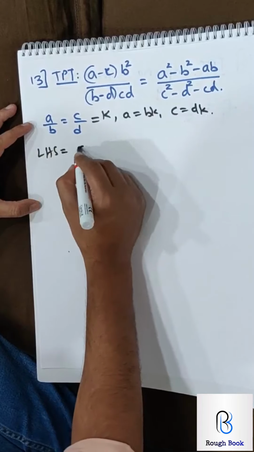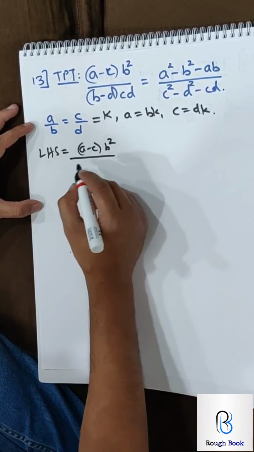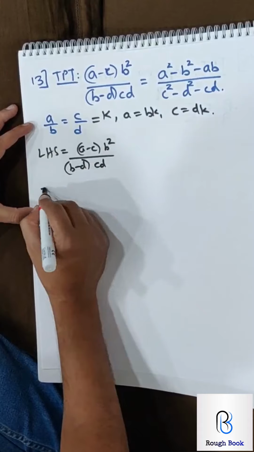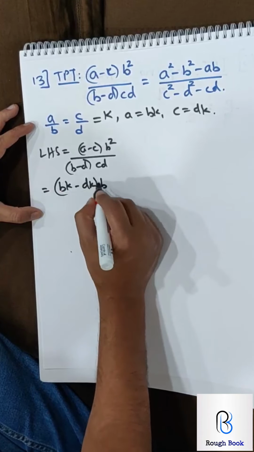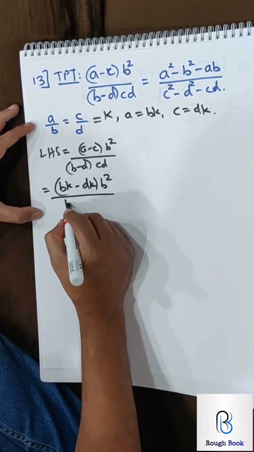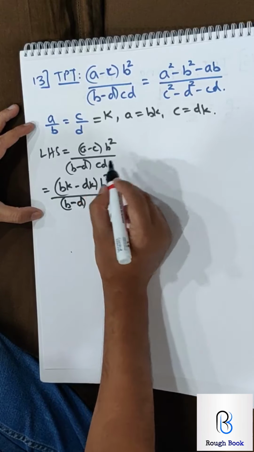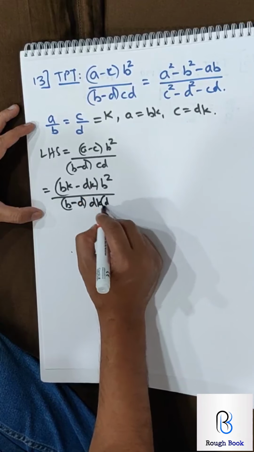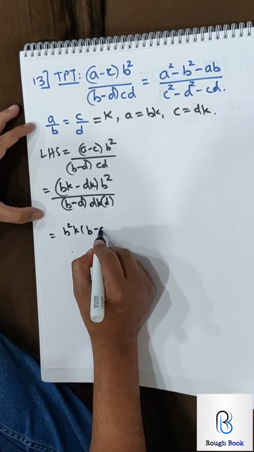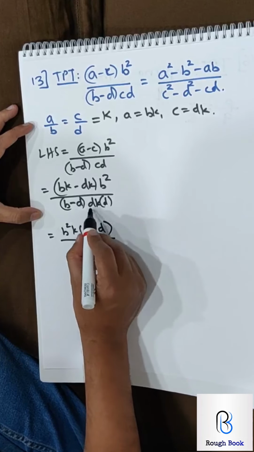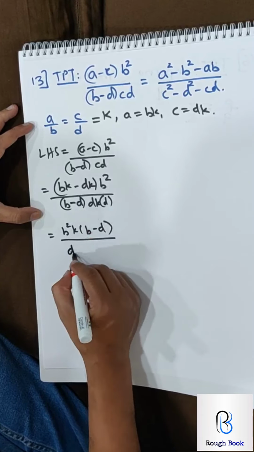I pick my LHS, A minus C, B square, B minus D, CD. So A becomes BK, C becomes DK, into B square. Denominator B I can't do anything, D I can't do anything, C I can substitute as DK into D. Further, I can pull K common, so B minus D left. Here I can write this as D square K, and inside I'll have B minus D. Cancels, cancels. So what is left is just B square upon D square.